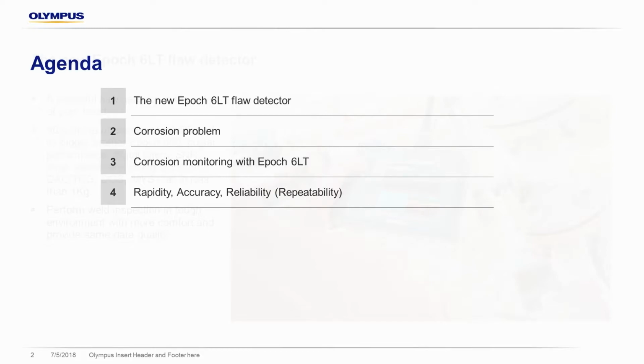I will reintroduce the Epoch 6LT flaw detector, and let you know what the advantages and benefits of using this flaw detector would be for you. Then I will introduce the problems of measuring the remaining wall thickness when corrosion is present, how we can do corrosion monitoring with the Epoch 6LT, and talk about rapidity, accuracy, and reliability of measurement.